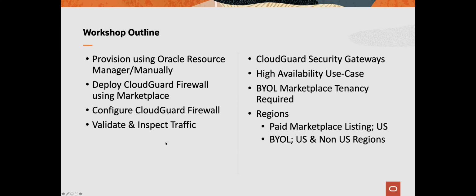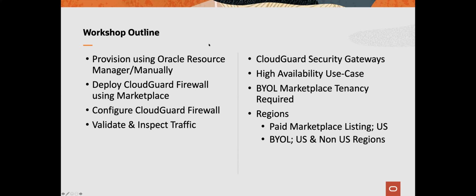Then we're going to jump into the CloudGuard firewall configuration, like what the required configuration is that you need to do to support CloudGuard, as well as security on OCI. Then in the end, we will validate our traffic. So we'll do north-south and east-west. We will also do high availability to support the traffic.